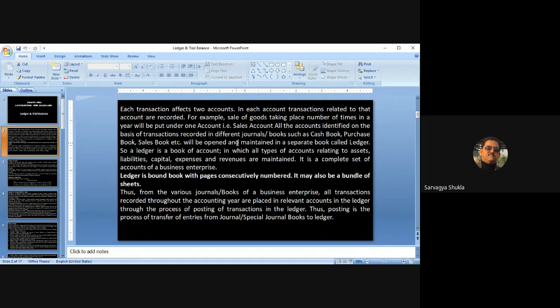So, what is a ledger? It is a bound book which has continuous page numbers, and all the entries related to one particular account will be posted in that account, to know how much amount is spent, or how much amount is earned from that account, or how much amount we have to pay, or how much amount we have to receive from the parties.